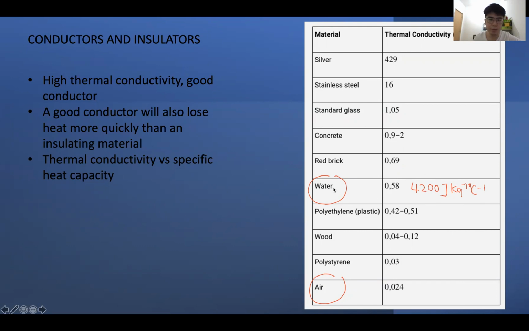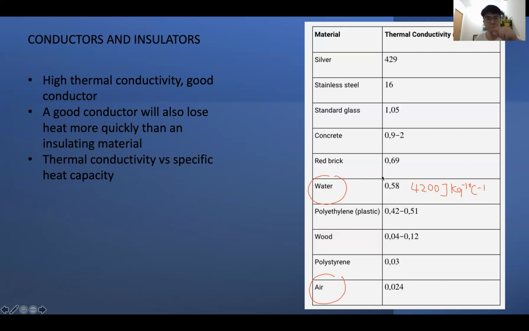And usually what do they use water for? For cooling in the engine. Inside the car engine, there's this piston, right, where combustion happens. So they use water to cool all this working of the engine, because water can absorb a lot of heat. It has a very high specific heat capacity.